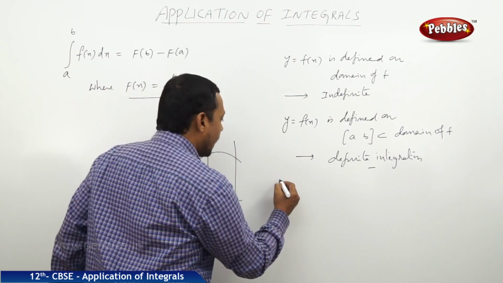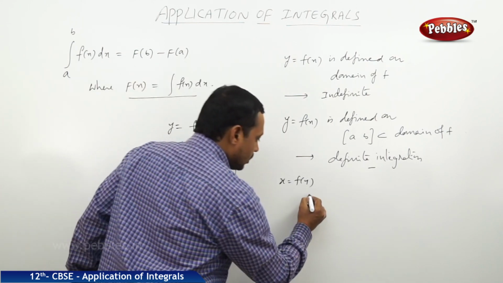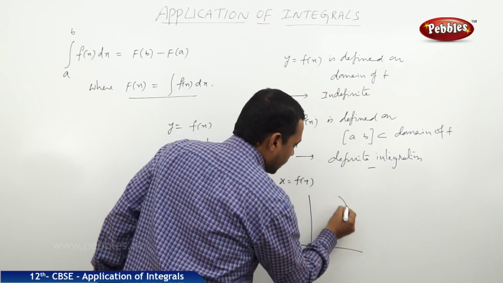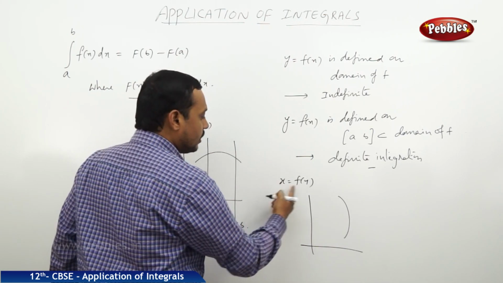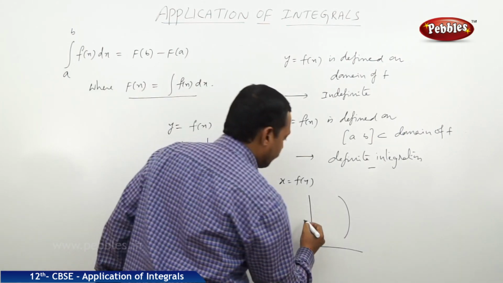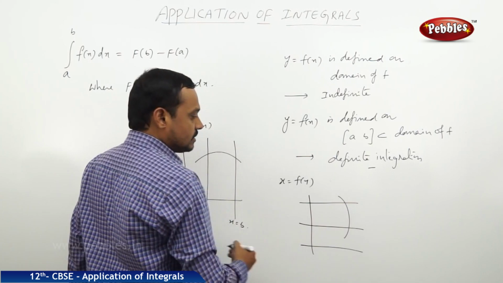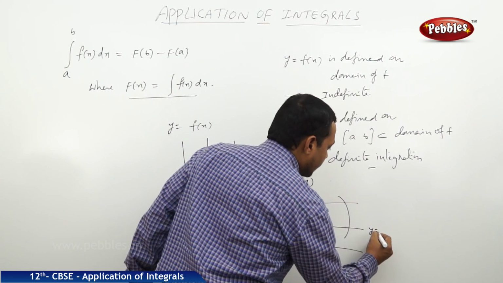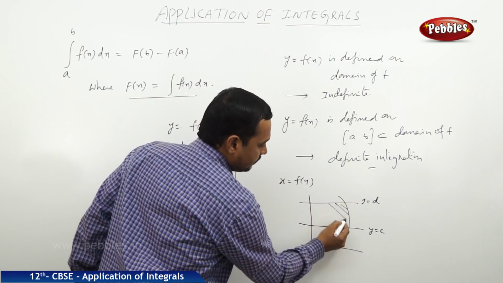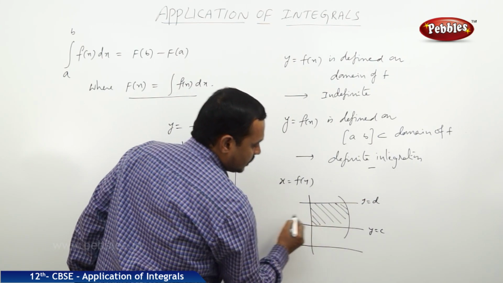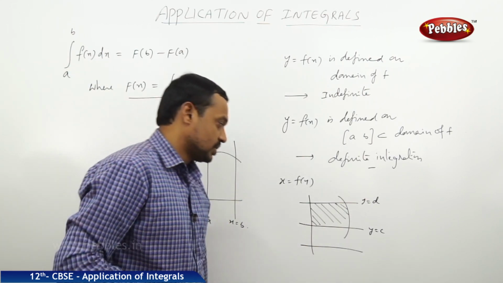Similarly, suppose another function x is equal to f of y is given, suppose the graph is like this. Now the area of the region bounded by this curve x is equal to f of y with y-axis and bounded by the lines y is equal to c and y is equal to d. Now this area can be determined by using the integrations.